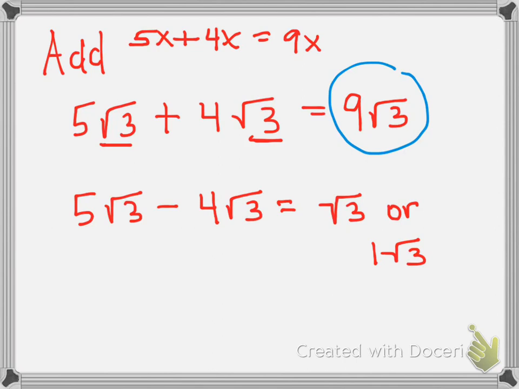Same thing with subtracting. You have to have the same radicand. So because this is the same, I just do 5 subtract 4, and I get 1 square root of 3, which you don't really write that 1. This is usually the best answer to put.